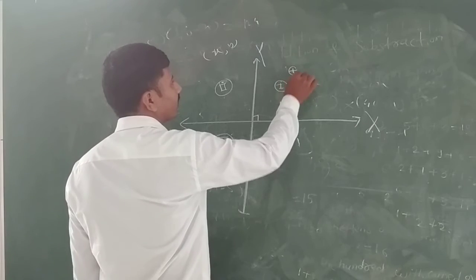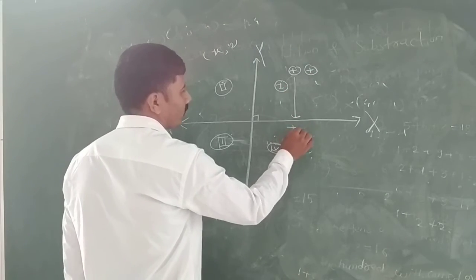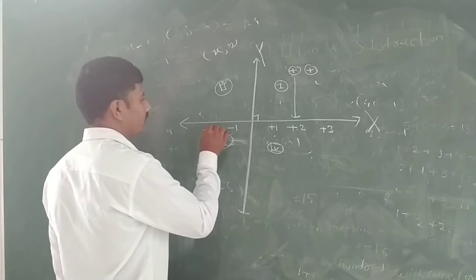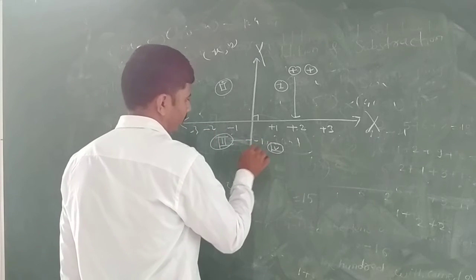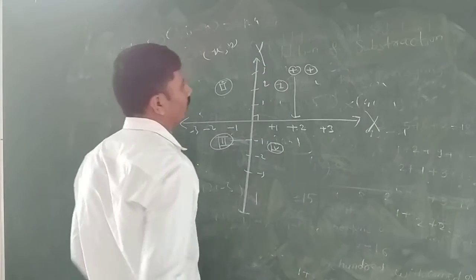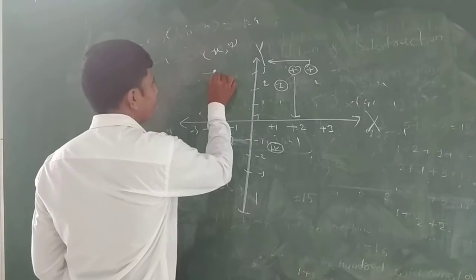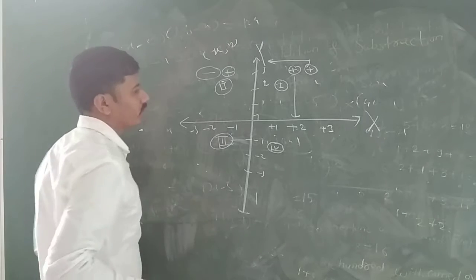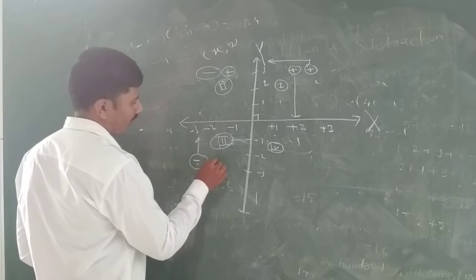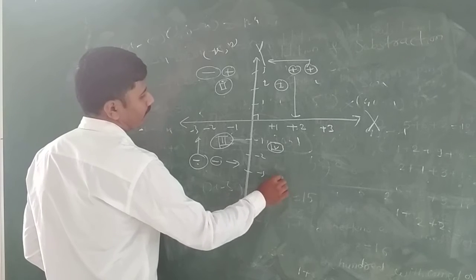This is considered as a plus. Why is this plus? X is positive here, positive 1, positive 2, positive 3, and on the other side minus 1, minus 2, minus 3, and so on. So x is positive and also y is positive, so plus plus. X is negative and y is positive. X is negative, y is also negative. Minus minus, minus plus, and plus minus.